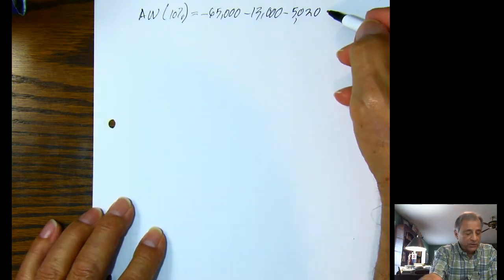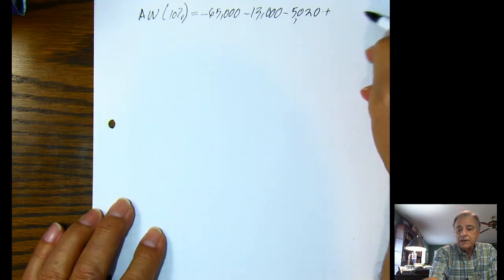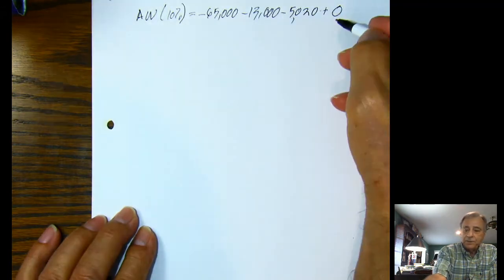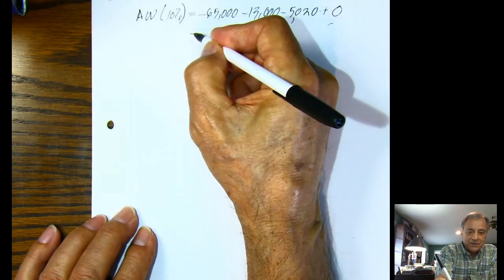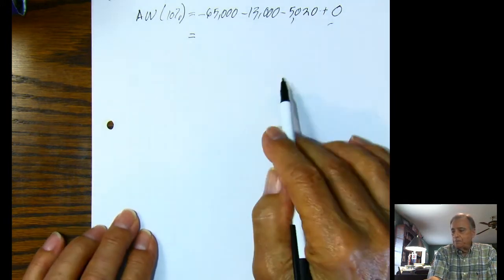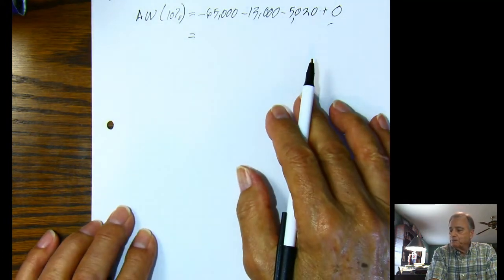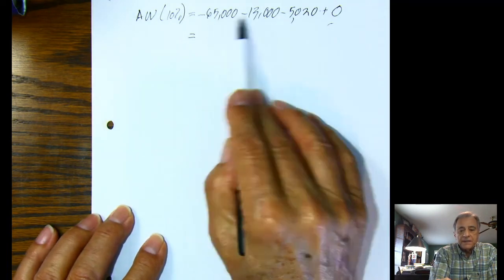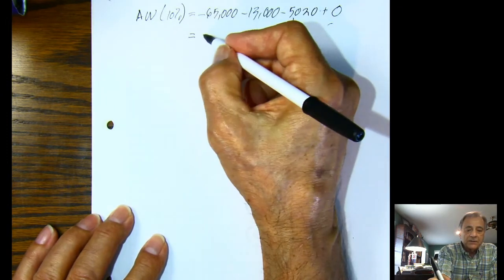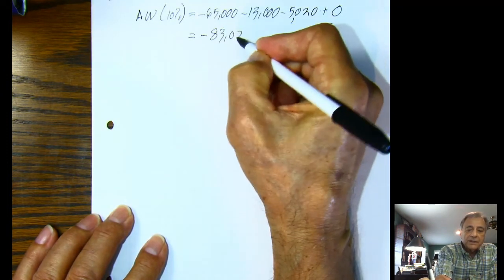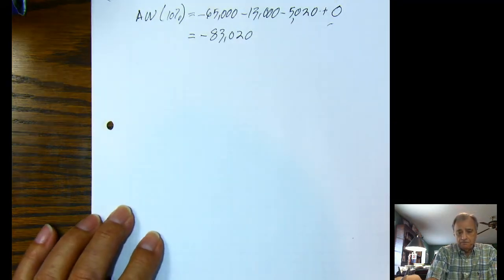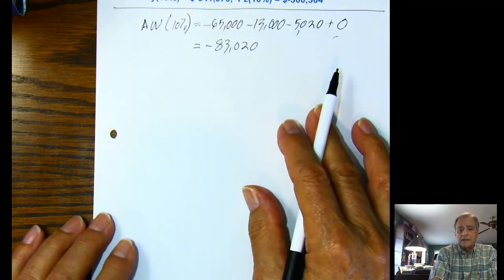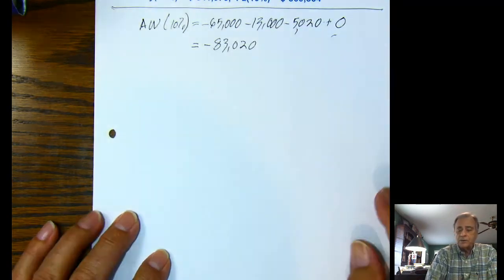And then you're going to have the 200,000 times A given F for infinity, which is 0. So we're going to add these up. That's a plus 200, but that's going to be a plus 0. And this is going to be minus $83,020. So this is minus 78, and 5 is 83, and $20, minus $83,020. And that's the answer that I came up with for the annual worth of this.